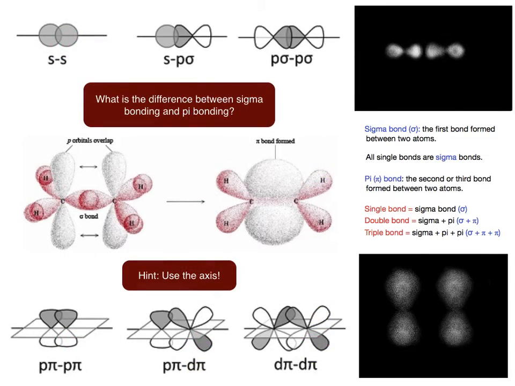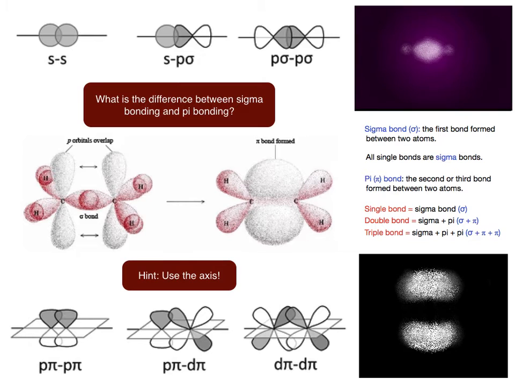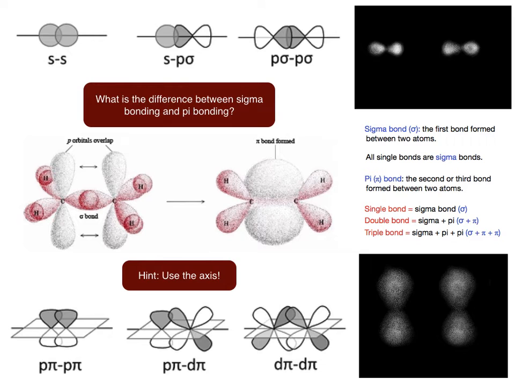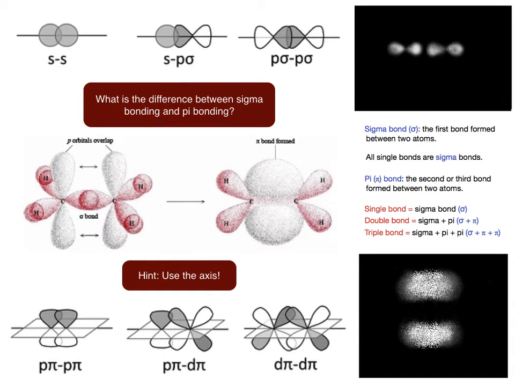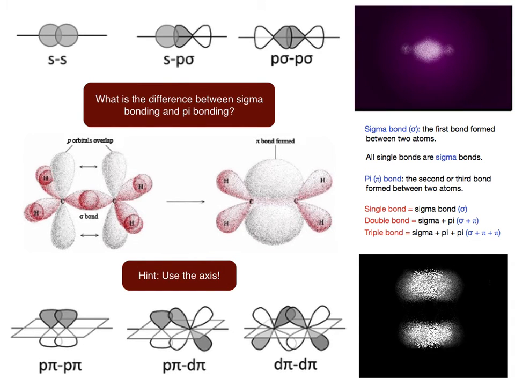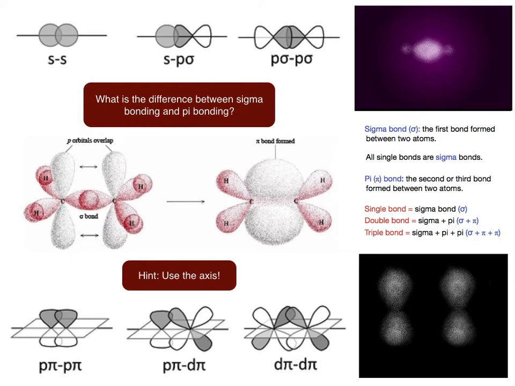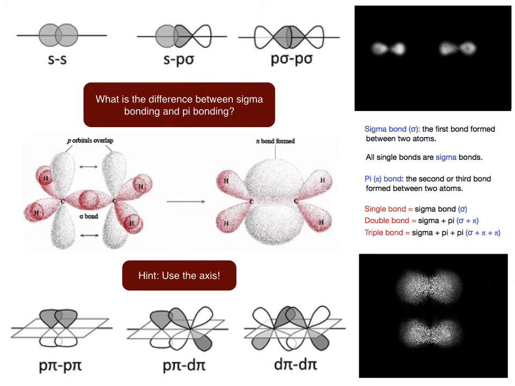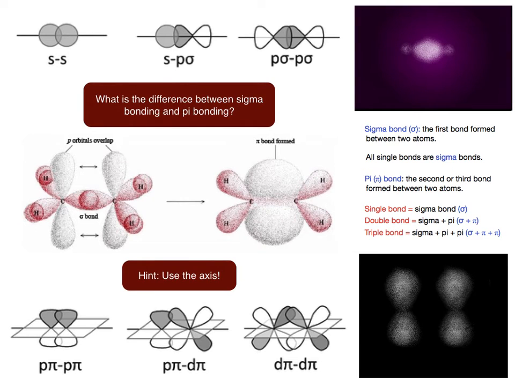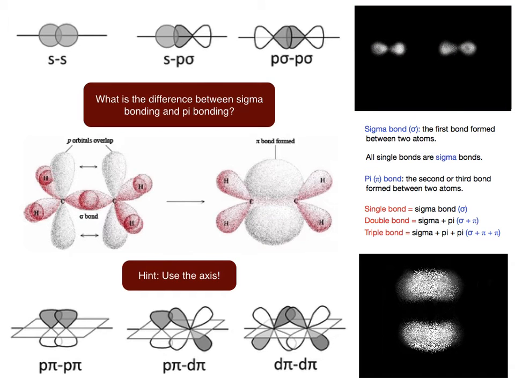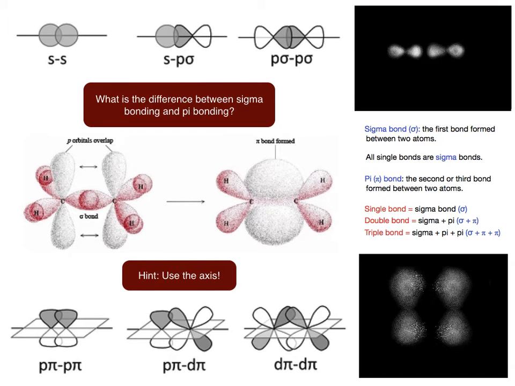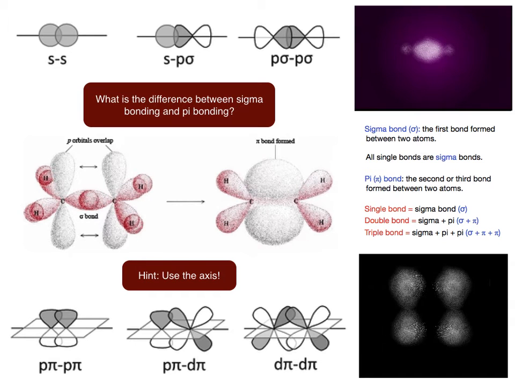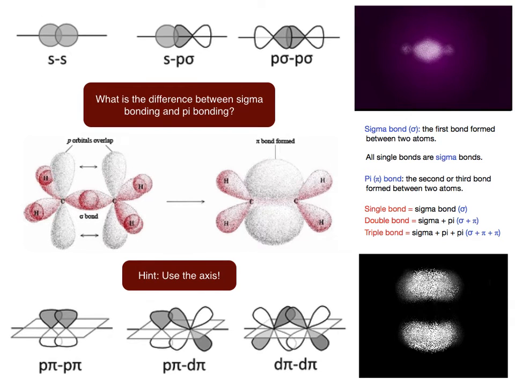Now, sigma bonds are the simplest, localized, covalent bonding that can occur. The first bond in every single, double, or triple bond is a sigma bond. Along with unshared pairs, sigma bonds always reside in hybridized orbitals. However, if we are to form a possible second or third localized covalent bond, we cannot use the same orbitals.